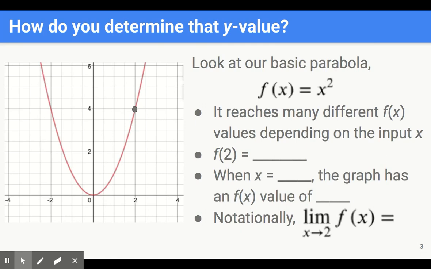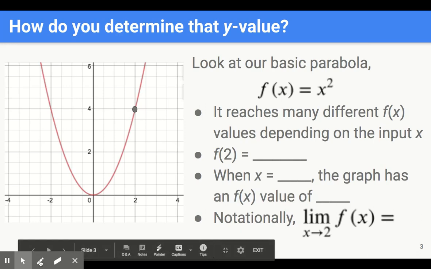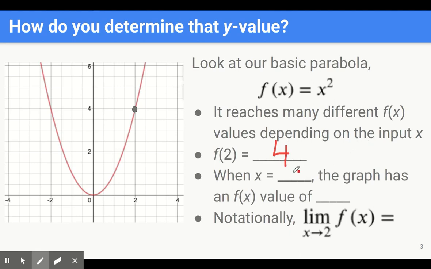For example, f of 2 equals 4. And when x equals 2, we could put it this way, the graph has an f of x value of 4. So notationally, we have the limit as x goes towards 2 of f of x is 4.